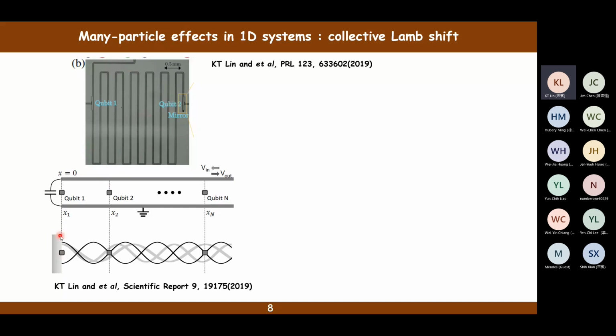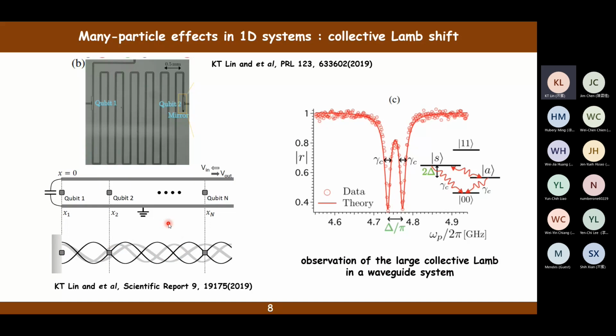We have the mirror here, and we consider all the qubits to be in front of the mirror. The black solid line stands for the resonance mode of this qubit, and the gray one stands for the other modes. So we measured the reflection spectrum, as shown here. Here the solid line stands for the theory, and the circle dots are the measurement results.